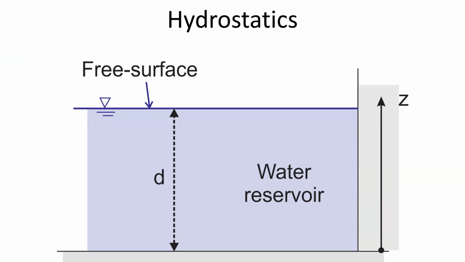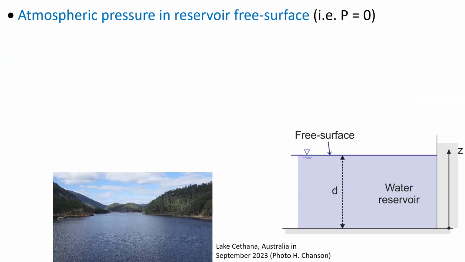Now, let us consider a water reservoir at rest. We will use as notation small d for the depth of the reservoir, and z as the vertical elevation, positive upward, with z equals 0 at the bottom of the reservoir. The first key feature of the reservoir is atmospheric pressure at the water surface: P equals 0 when z equals d.